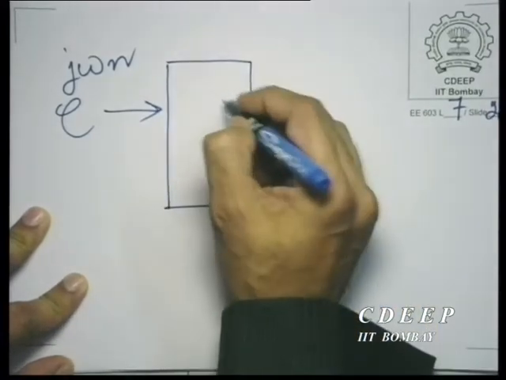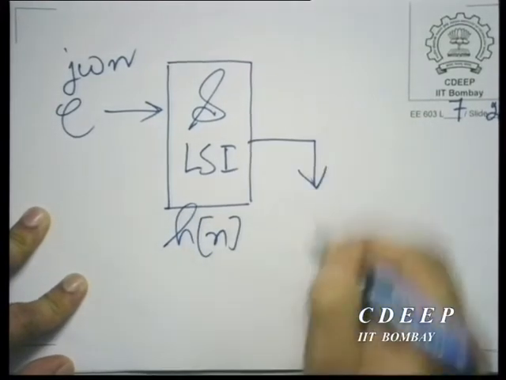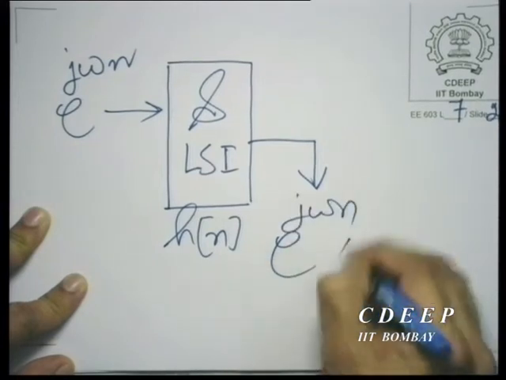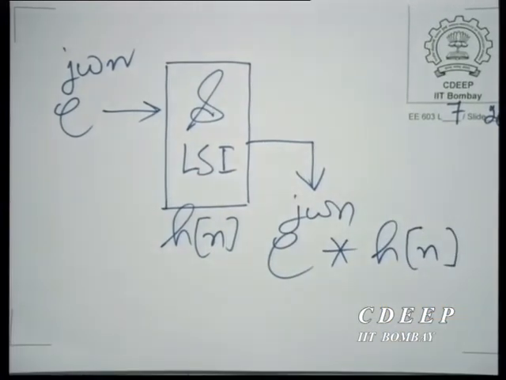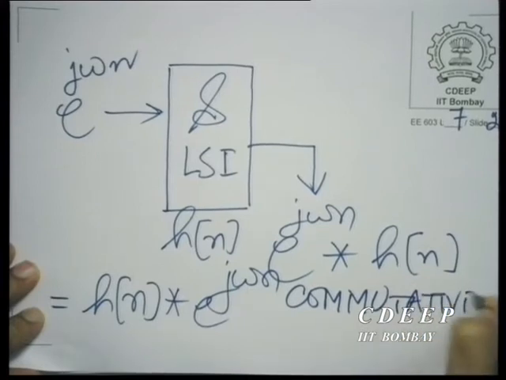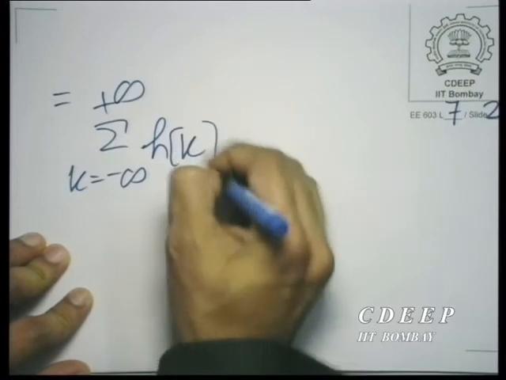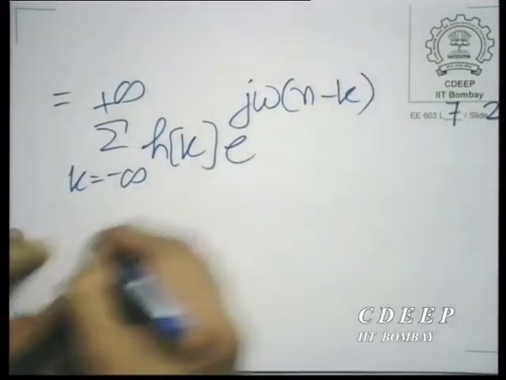So, when we feed e raised to the power j omega n to this LSI system S, with impulse response h[n], we know what we get out. We will get out e raised to the power j omega n convolved with h[n]. Now, here we are going to invoke the commutativity of convolution, and that would give us h[n] convolved with e raised to the power j omega n equally well. Is that right? So, if we use that expression, then it gives us the summation k going from minus to plus infinity h[k] e raised to the power j omega (n minus k).